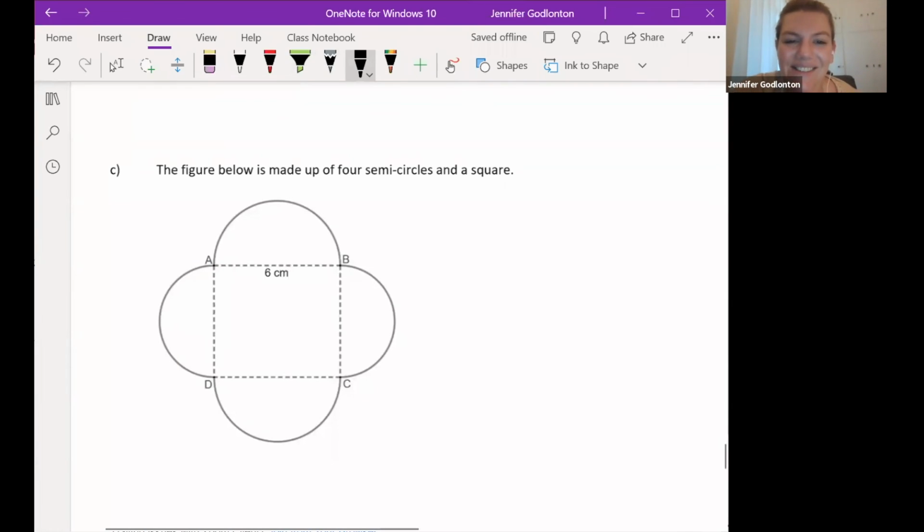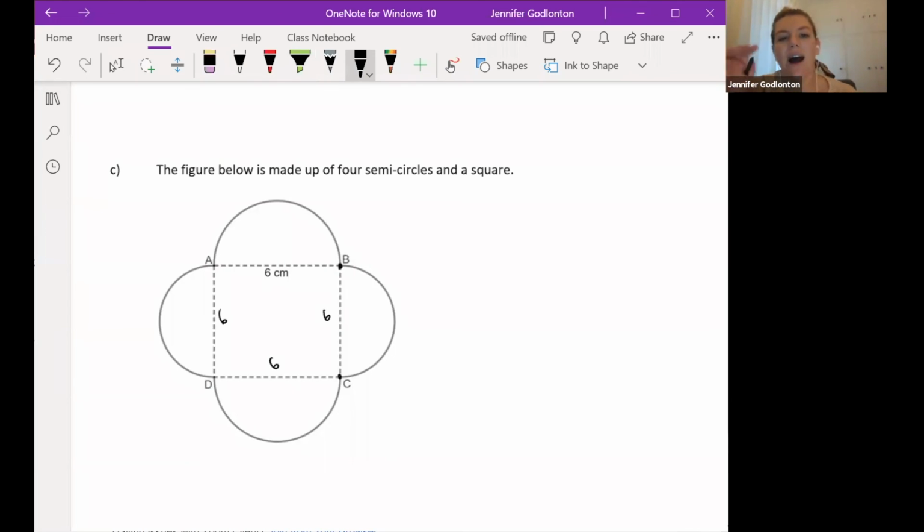Exactly. Okay, so this is saying the figure below is made up of 4 semicircles and a square. So there's a square happening in the middle. If this middle part is a square, that means that AB is 6 centimeters. What would the length of BC be? Good, because it's a square. So that means that this is also 6 and this is also 6.